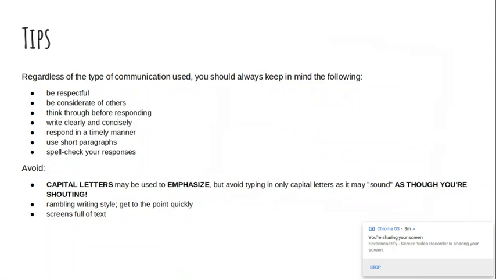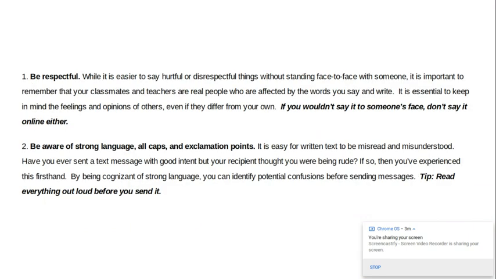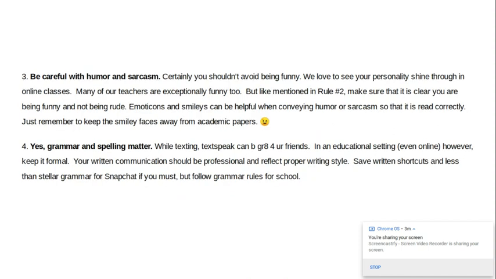So for the next few slides, you want to go through and read these on your own. I only have a short time limit, so I'm not going to read them all, but they just elaborate on those points on the previous screen. So be respectful, be aware of strong language, be careful with humor and sarcasm, and that has to do with knowing your audience, okay? You don't want to be misread or even offend someone. And then grammar and spelling matter.